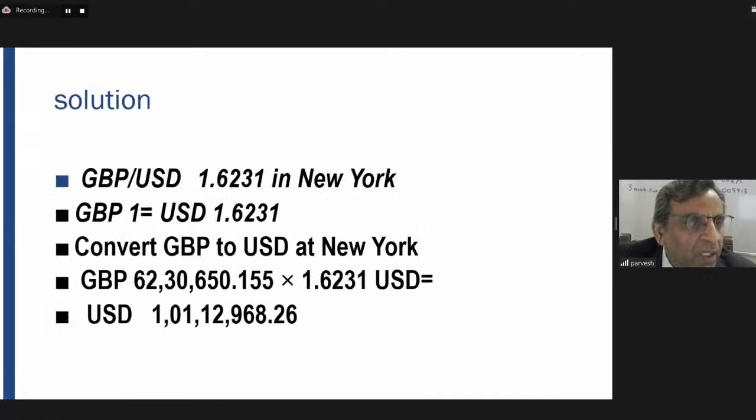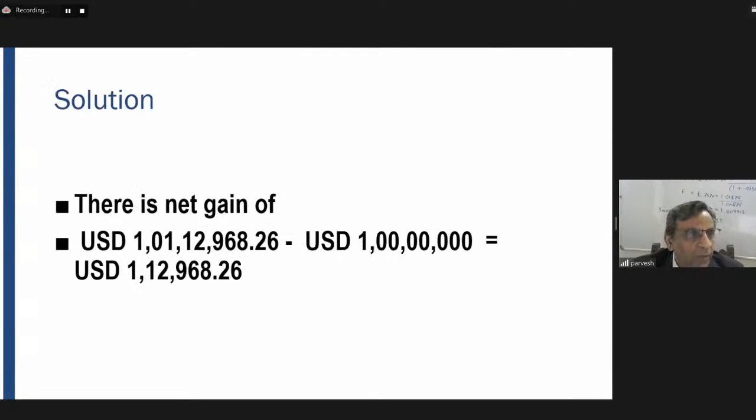So he's converting his rupees into pounds. Then he is going to convert those pounds into dollars. Convert Great Britain pounds to dollars at New York. So 62 lakh 30,650 pounds multiplied by 1.62, because 1 pound is equal to $1.62, will be equal to $1,01,12,968. Which will give him a gain of $1,01,12,968 minus $1 crore, which he had originally. So his dollars will go up by $1,12,968. So I'll go back and repeat this question so that you have understood.